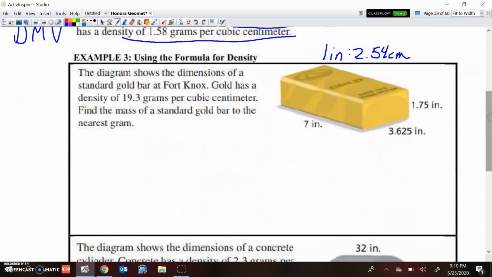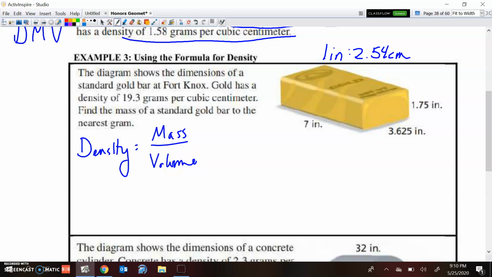Okay, so let's go ahead and use this formula for density. This diagram shows the dimensions of a standard gold bar at Fort Knox. Now gold has a density of 19.3 grams per cubic centimeter. Find the mass of a standard gold bar to the nearest gram. Okay, so they're giving us a couple pieces of information. Let's figure out what we have and what we need. So here's density equals mass divided by volume.